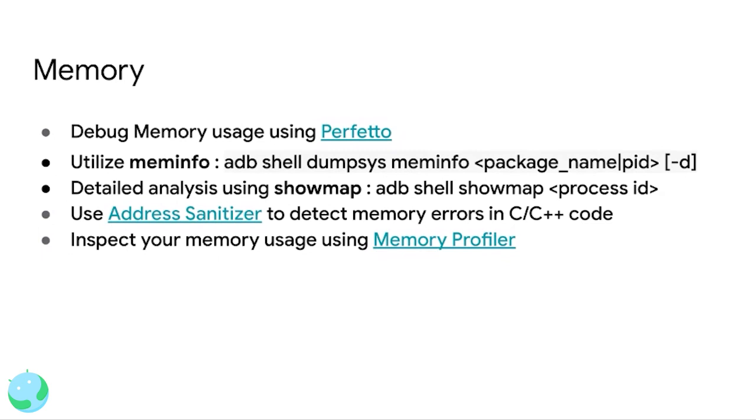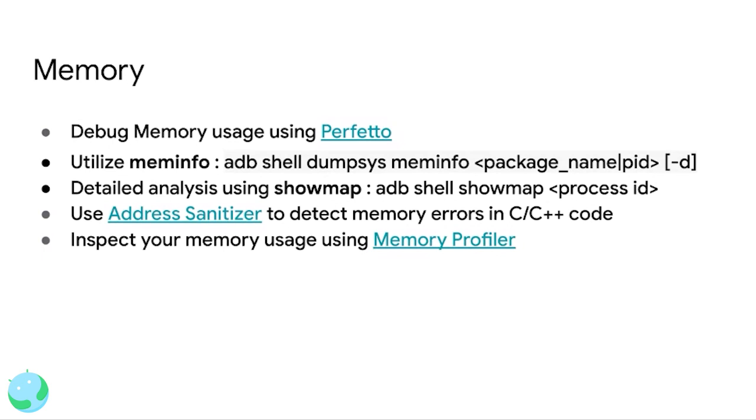Okay, then we have this showmap. Showmap is also like meminfo. It provides a more detailed breakdown of memory. You will get to know again the names and size of all the memories used by your process. Try to check that also.